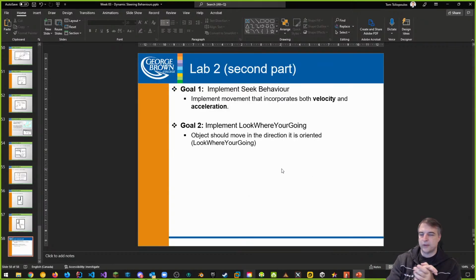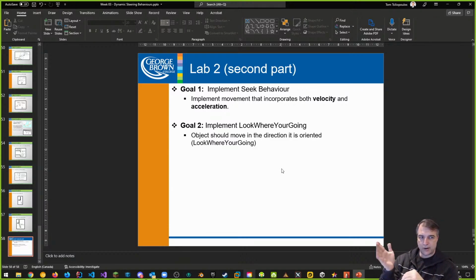So this week's lab, the things that we're going to be talking about this week. There are two goals. One is to implement seek behavior for this lab. How does seek work, right? I have the target, and I know where the target's position is. I know my position. I'm going to normalize my direction. I want to find the direction that I need to go in.